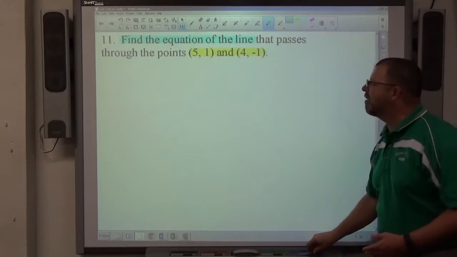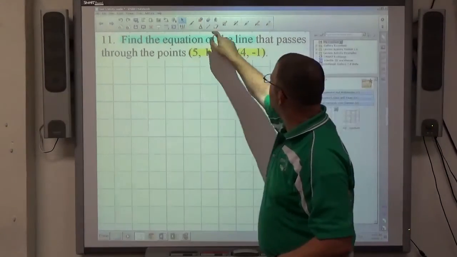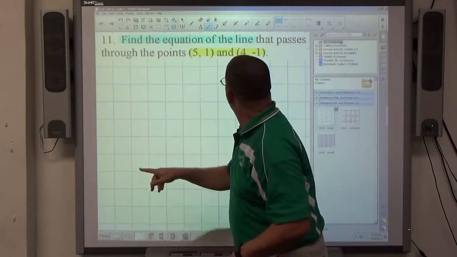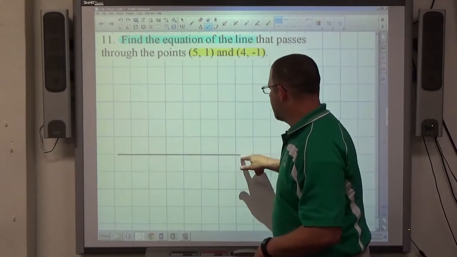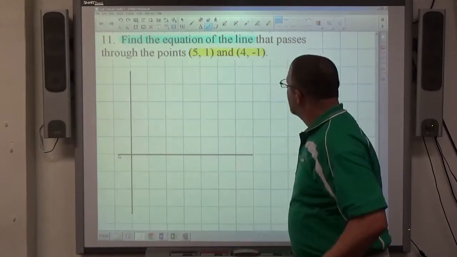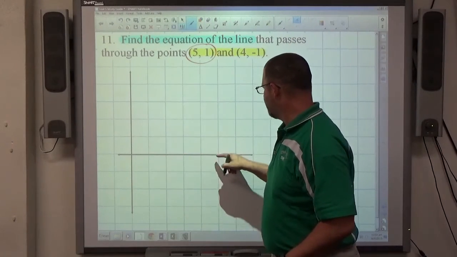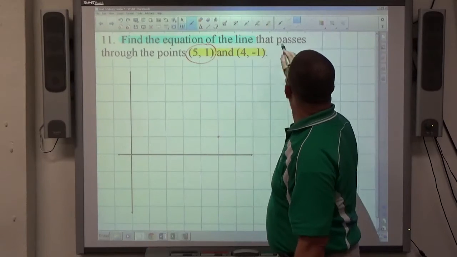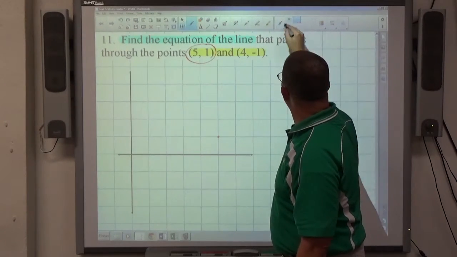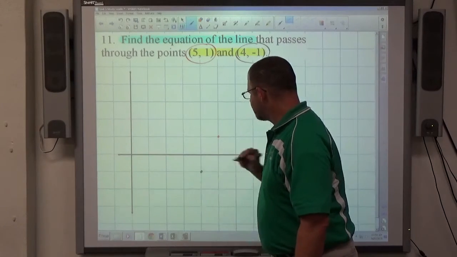And again, if I use graph paper, we can use the slope formula also, but just staying on the graph paper idea here. Draw an x-axis and a y-axis. Everything's happening kind of over here. My first point is 5, 1. 1, 2, 3, 4, 5, 1. My second point is 4, negative 1. 1, 2, 3, 4, negative 1.